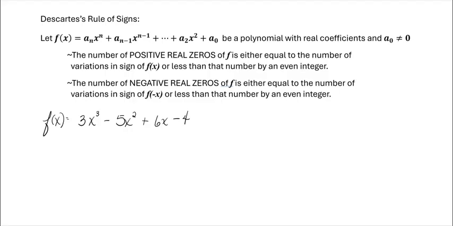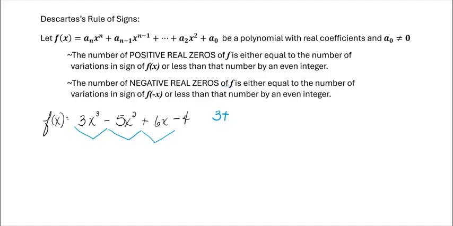What I mean by variation in sign is when you've got 2 terms next to each other, written in descending order, you do not have to have placeholders. You don't have to have every variable or exponent represented. But if you write them in descending order with the proper signs, and the 2 that are next to each other have different signs, that's a variation in sign. So positive 3 to negative 5 is a variation in sign. So there's one variation. And then I go from negative to positive again, that's a second variation. And then I go from positive to negative again, that's a third variation. So there are 3 variations.